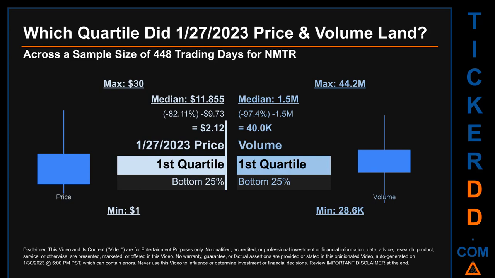Descriptively, NMTR has a median price of $11.855. Therefore, January 27, 2023 price was lower than that middle marker by 82.11%. The day's volume of 40,000 was less than the median by 97.4%.